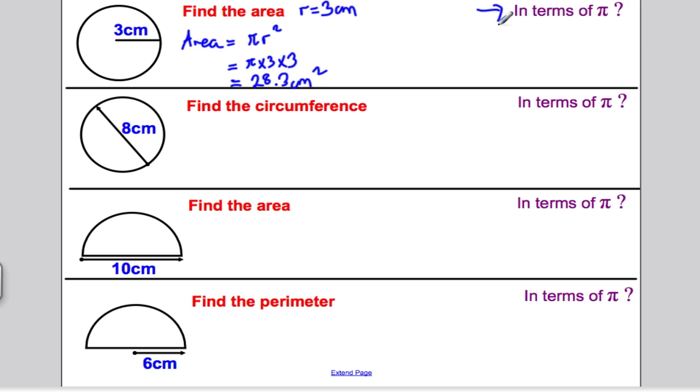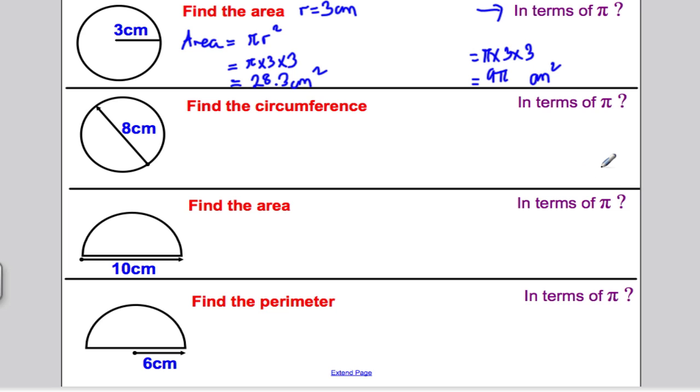Now, I want to make a really big point about this. In the higher paper, they tend to say leave your answer for the area in terms of pi. So they don't want it worked out to decimal places. They want it in terms of pi. Well, in most calculators, if you type pi times 3 times 3, they will leave it in terms of pi, and it would be 9 pi. And if your calculator doesn't do that for you, the unit again is centimeters squared.